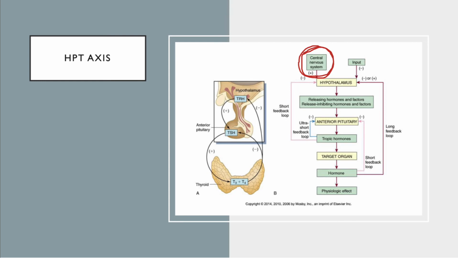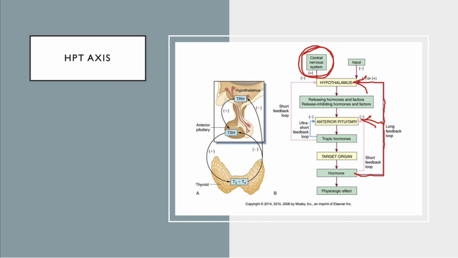What happens? The CNS, or we stop sensing enough T3 and T4, and then the hypothalamus fires up again, sending TRH to the pituitary, and then the pituitary sending TSH. So let's just use a laboratory sense of what's going on here.